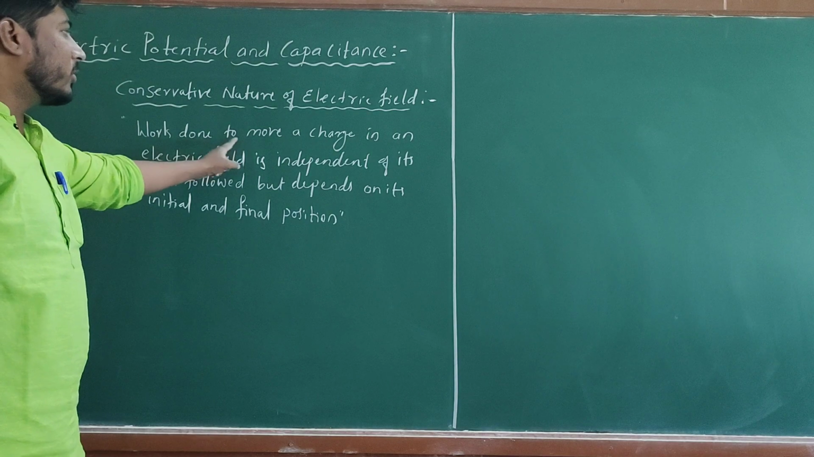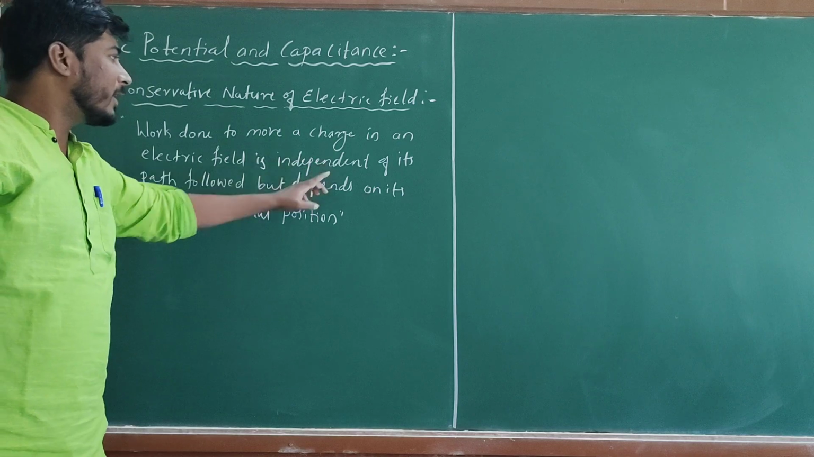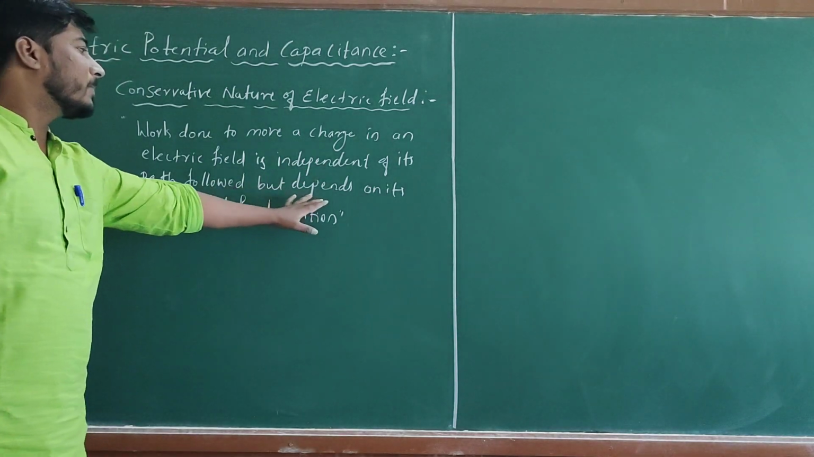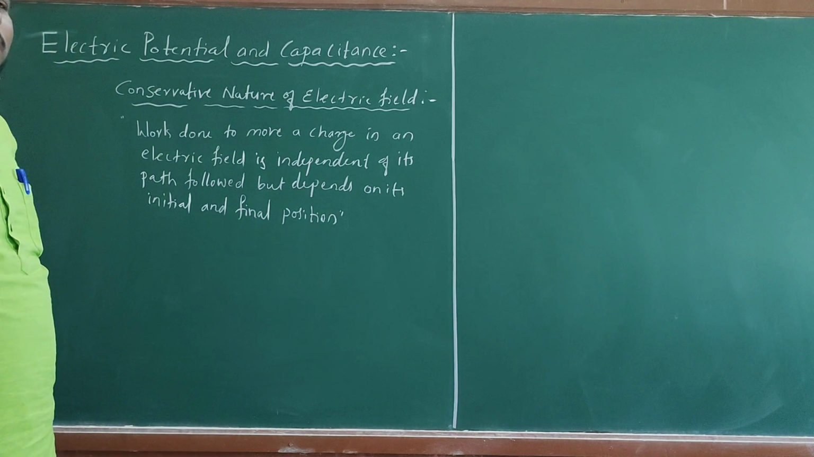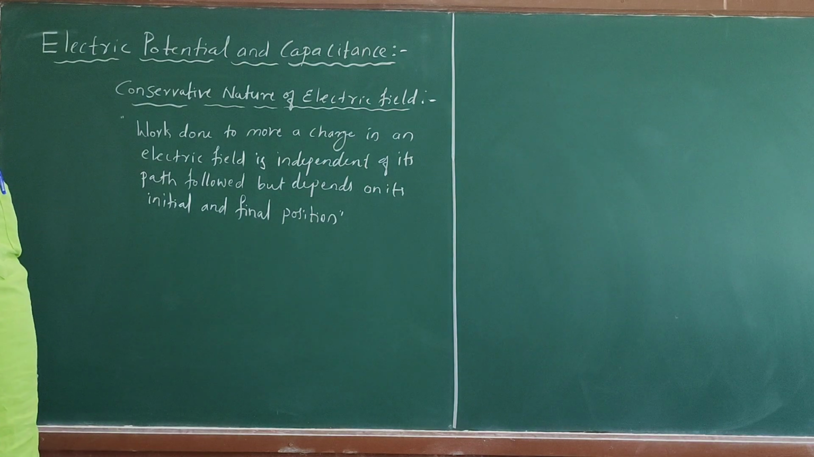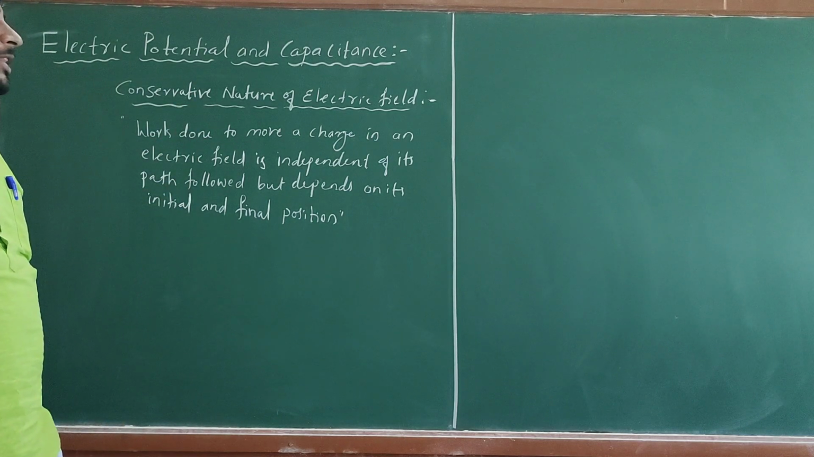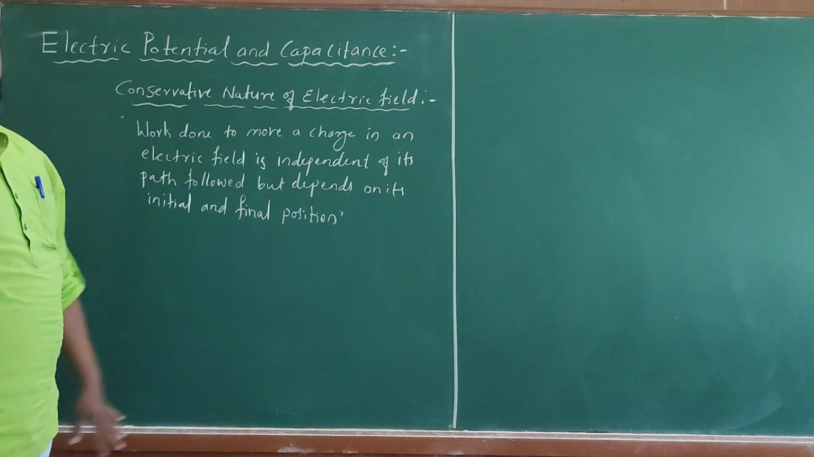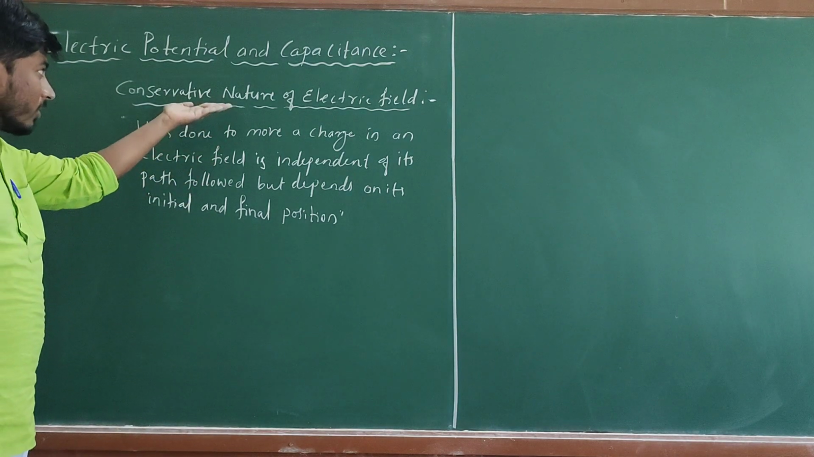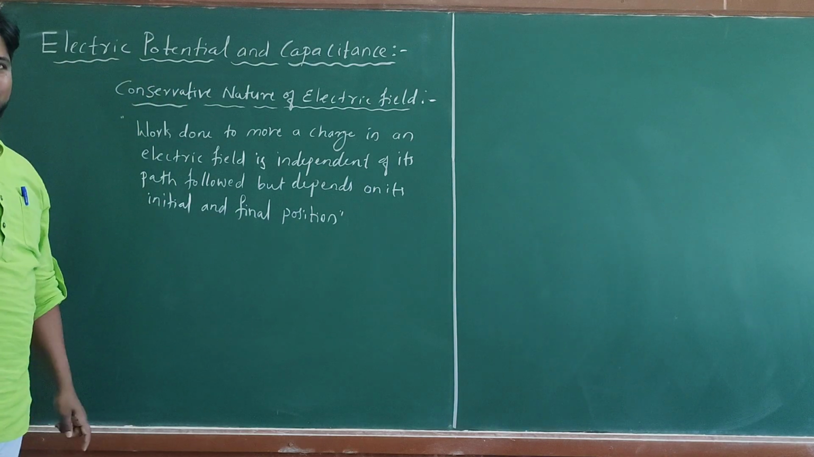We say that work done to move a charge in an electric field is independent of its path followed, but it depends on its initial and final positions. No matter what path is followed, it depends on its initial and final positions. That is the conservative nature of the electric field. Usually in the examination they ask for one mark what is the meaning of this conservative nature of the electric field. Then using the concept of this conservative nature of the electric field, we will define the electric potential.